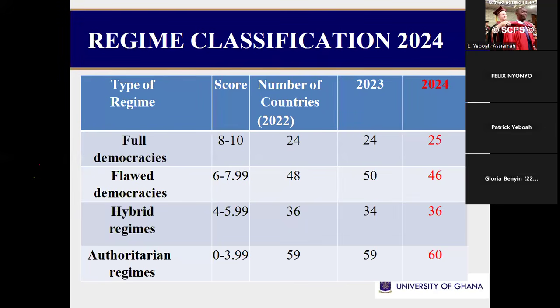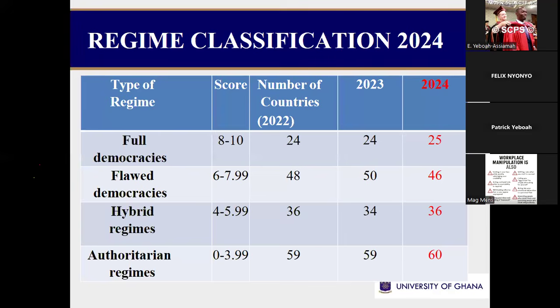So how do you classify Togo? Authoritarian. Fantastic. Togo is an authoritarian regime. Niger is an authoritarian regime. Nigeria clearly will be what? A hybrid regime.